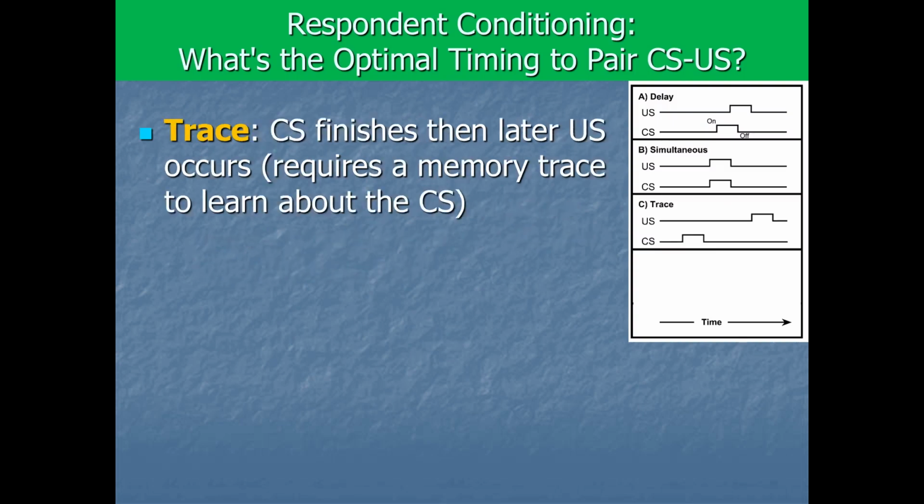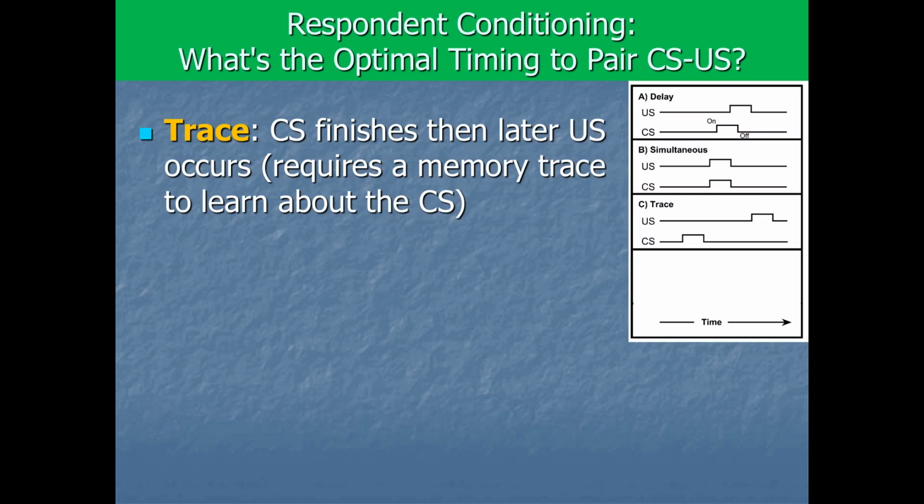Okay, then there's something kind of similar to delay timing. This one still works, but we call it trace timing because it relies on a memory trace. So in trace timing or trace conditioning, the CS happens and then it finishes, it stops, it goes away, then some time passes. That's the trace of memory has to kind of go through this time before the US starts up. Again, this isn't as ideal as delay timing. It doesn't get as good a learning.